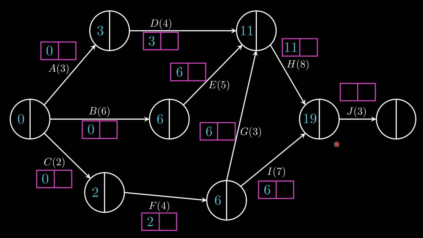Okay, the last one's simpler. Once I get here, I can do J straight away on day 19. Takes me 3 days. I'll get to the finish line on day 22. So that's how you get all the blue numbers, all the earliest start times, okay? You start with a 0 at the beginning, and you work your way through like what we just did. Just be careful with checkpoints like this, right? When you have multiple activities going into it.